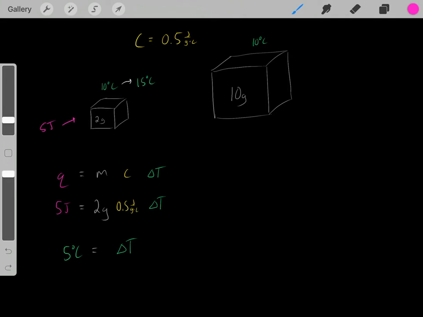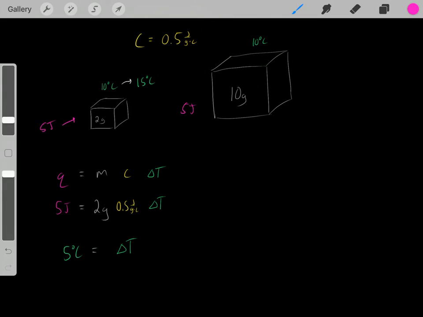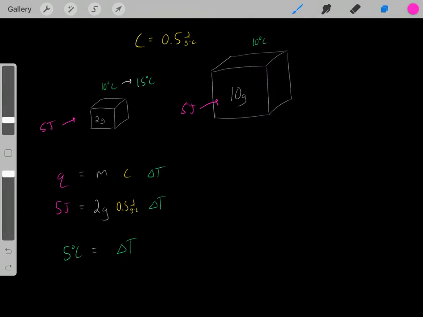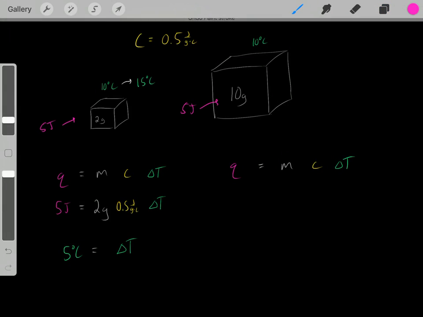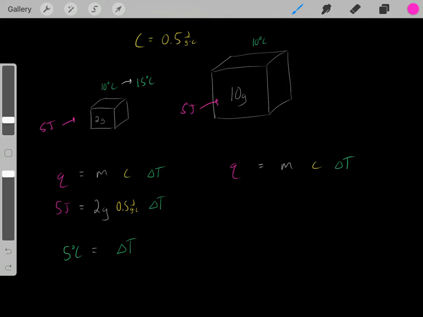But now let's say we have that same 5 joules of heat with this other object. What would be that change in temperature? Well, again, we just use our formula. We know the amount of heat we added was 5 joules. So we added 5 joules of heat to an object that was 10 grams. Notice it's 10 grams in this situation, and it's the same material with the same specific heat capacity. So under these conditions, what would be the change in temperature?